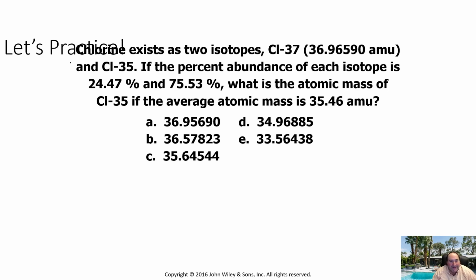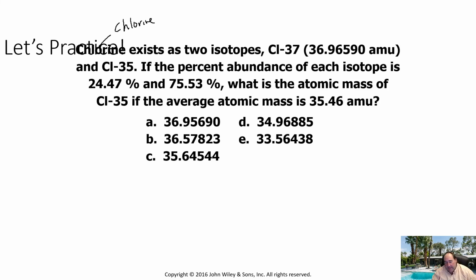Chlorine. Chlorine exists as 2 isotopes, chlorine 37, 36.96590, and chlorine 35. If the percent abundance of each of the isotopes is 24.47% and 75.53%, what is the atomic mass of the chlorine 35 isotope, if the average atomic mass of chlorine is 35.46?